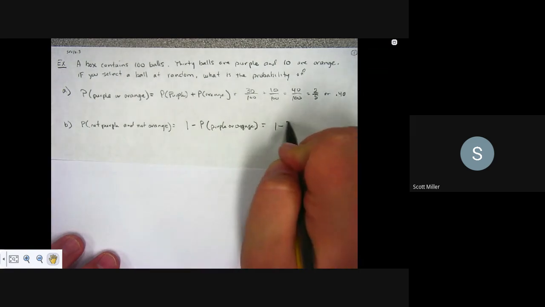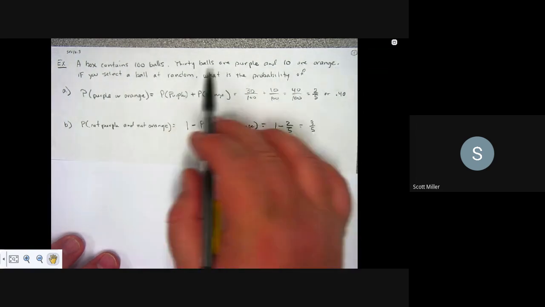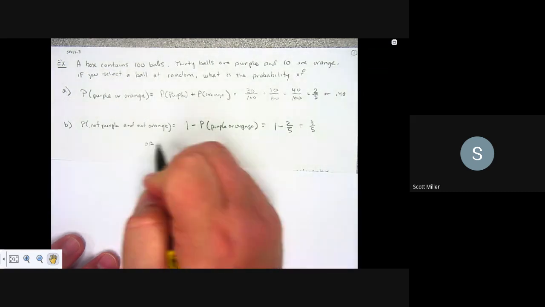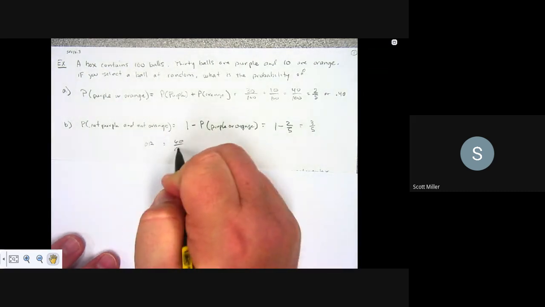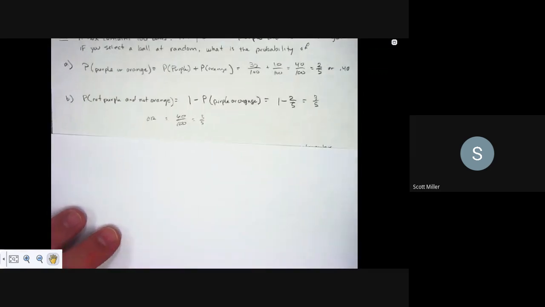And so this would be 1 minus 2/5 or 3/5. You can also go directly. If it's not purple and not orange, then that would be 40 balls that are purple and orange. That means there are 60 of them that are not. And so it'd be 60 over 100, which reduces down to 3/5. So you can go directly to it if you can see all of the possibilities.